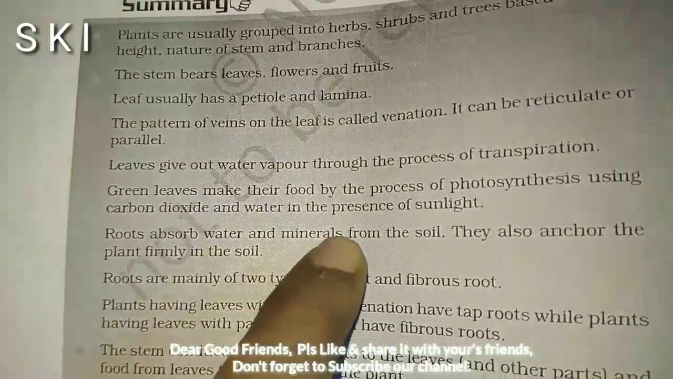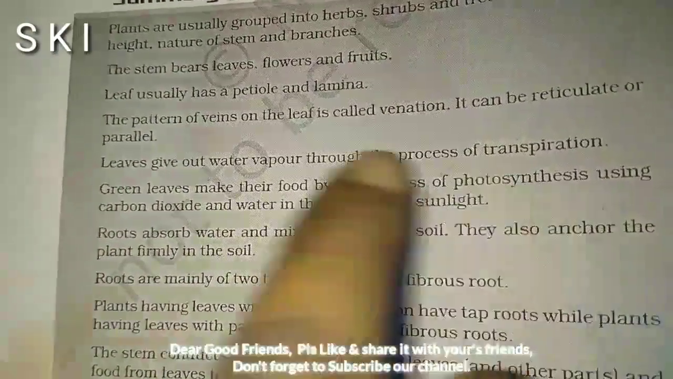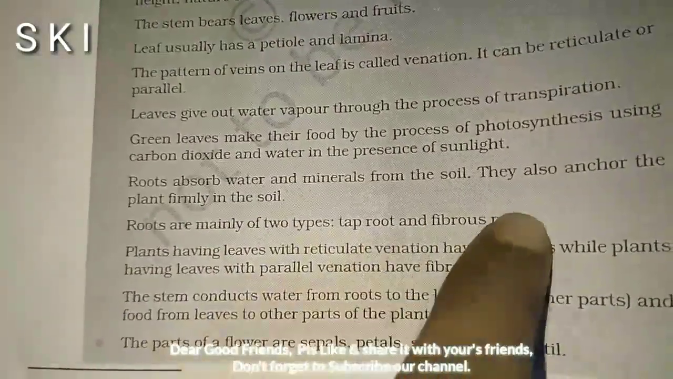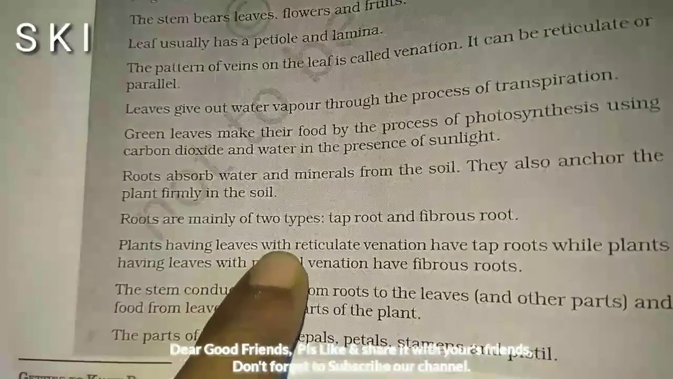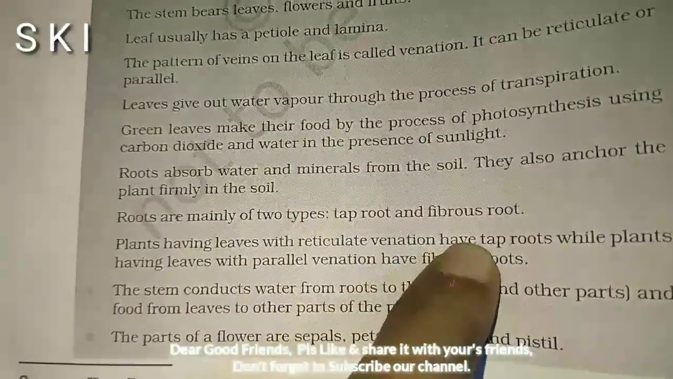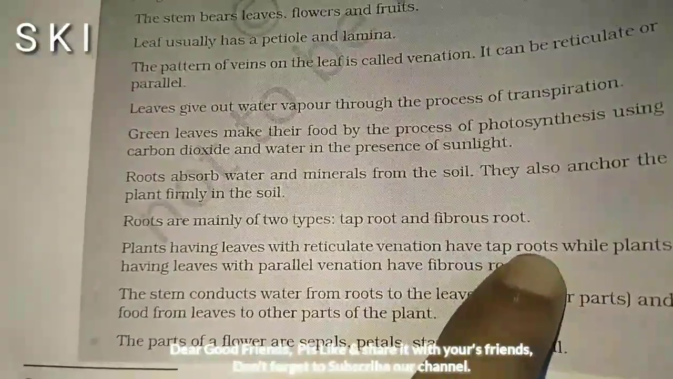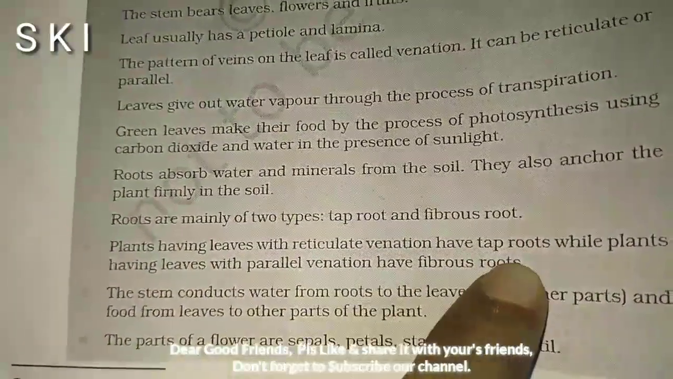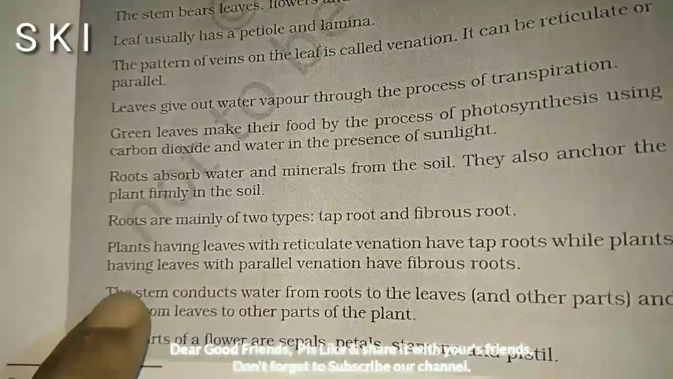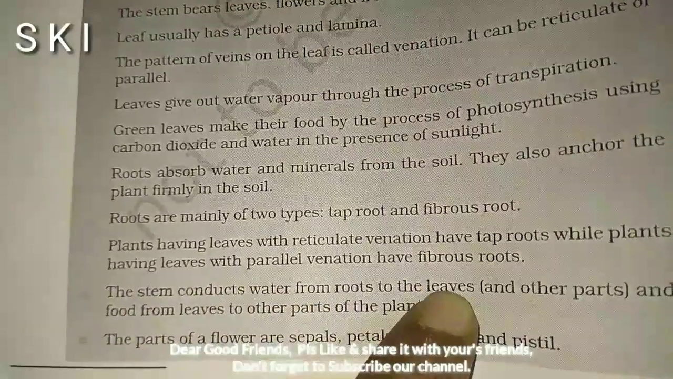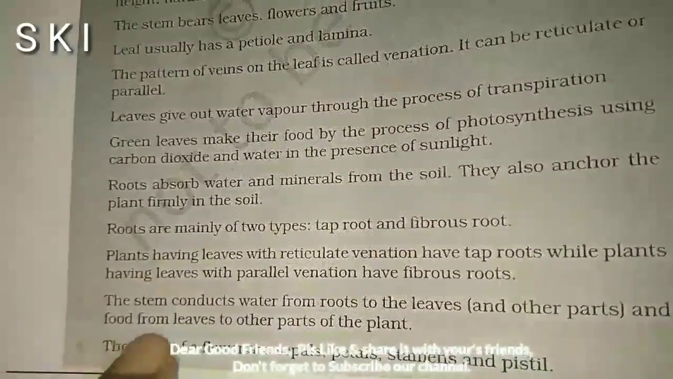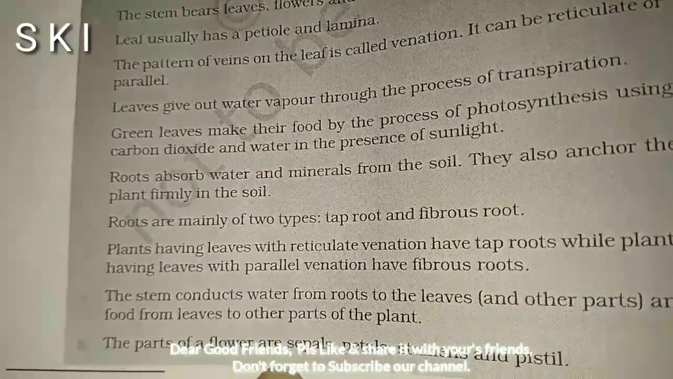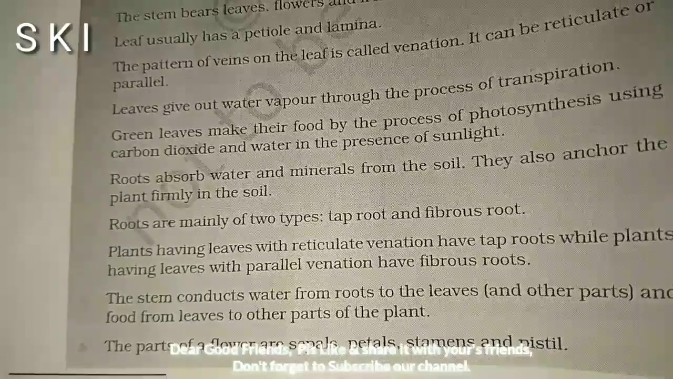Roots absorb water and minerals from the soil. They also anchor the plant firmly in the soil. Roots are mainly of two types: taproot and fibrous root. Plants having leaves with reticulate venation have taproots, while plants having leaves with parallel venation have fibrous roots. The stem conveys water from the roots to the leaves and other parts, and food from the leaves to other parts of the plant. The parts of the flower are sepals, petals, stamens and pistil.